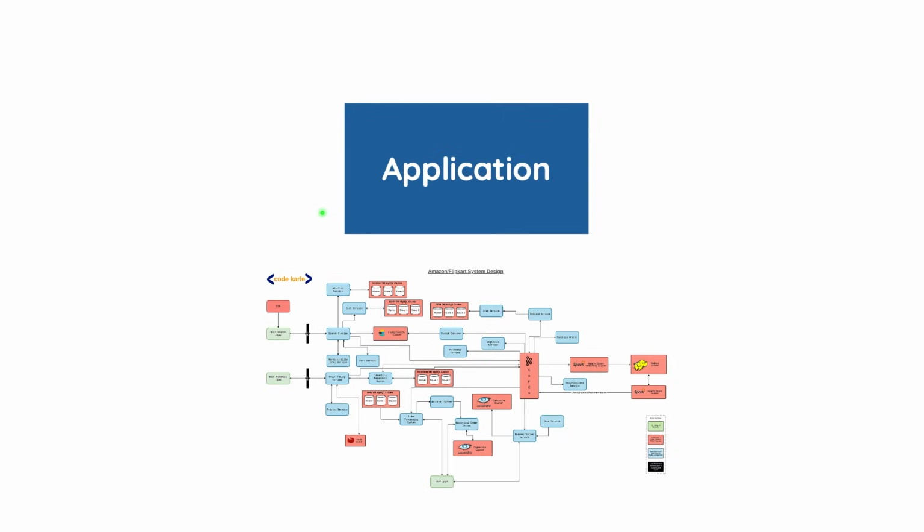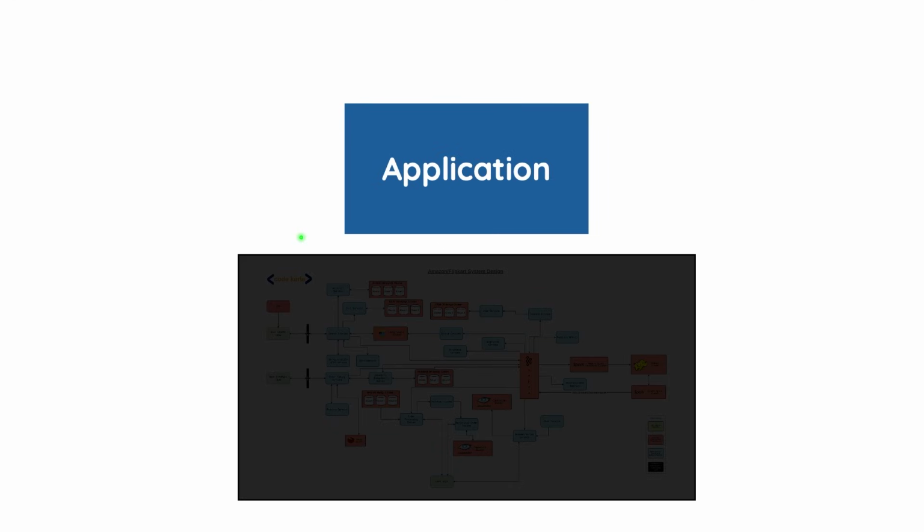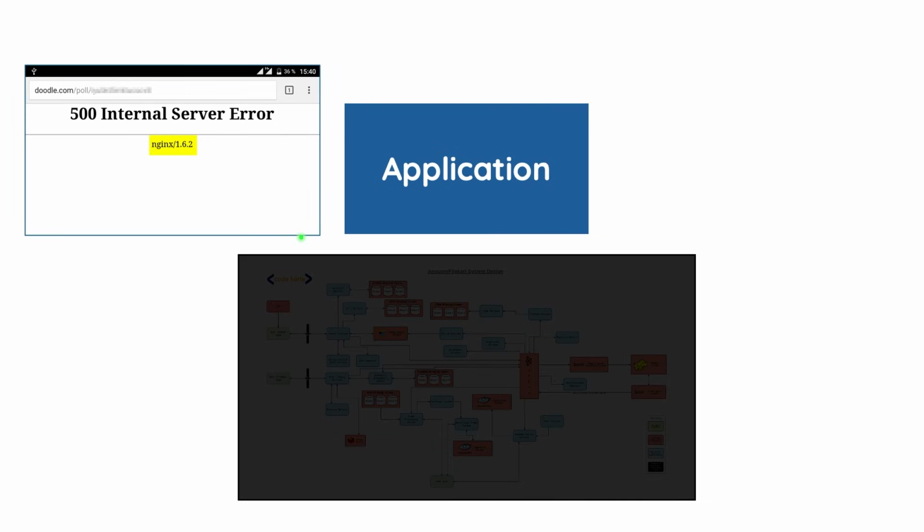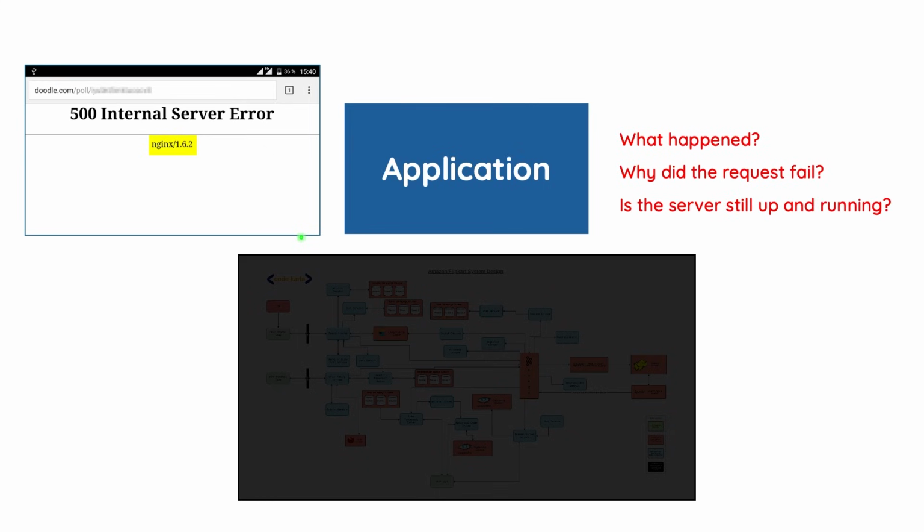So just for a second, imagine this application as a black box. If something goes wrong and, for example, we get this output from this application, can you really reason about what happened? Why did the request fail? Or is the server still up and running? Well, you might have some guesses, but you can't deterministically say what's going wrong. And that's because to answer these questions, we need to have some information about the internal state of the application.